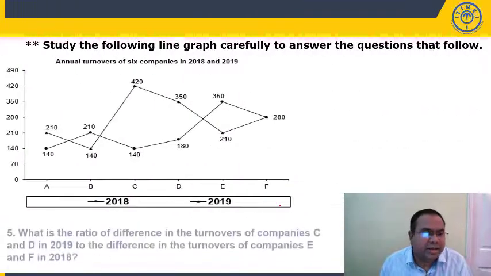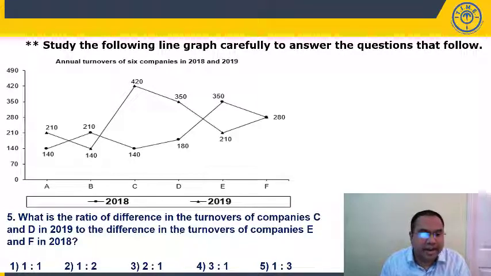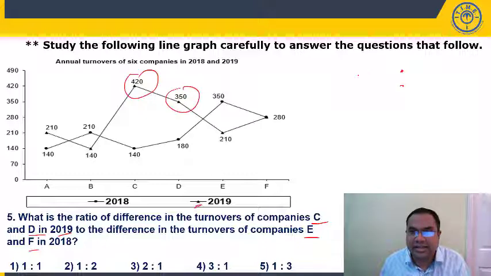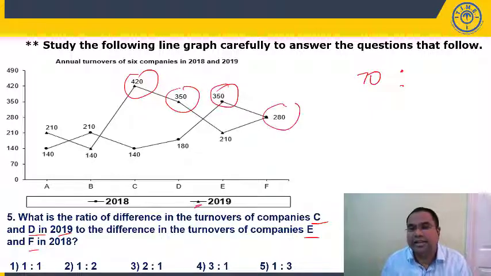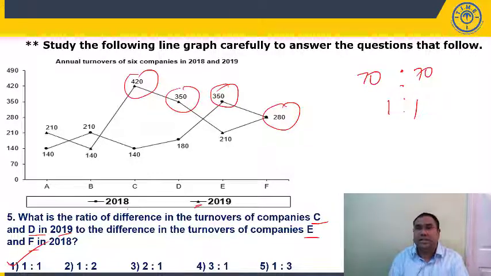All right. Let us take up question number 5, students. What is the ratio of the difference in turnovers of companies C and D in 2019 to the difference of turnovers of companies E and F in 2018? Okay. We need to find the ratio. Difference in turnovers of C and D in 2019. 2019 is your triangle shape one. C 420 and D 350. Difference is 70. In 2018, difference in turnovers of E and F. So E 350, 2018, right? This is 280, so 70 is to 70. So this is 1 is to 1, present in the first option.